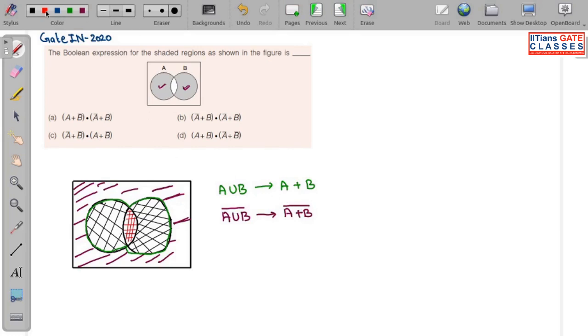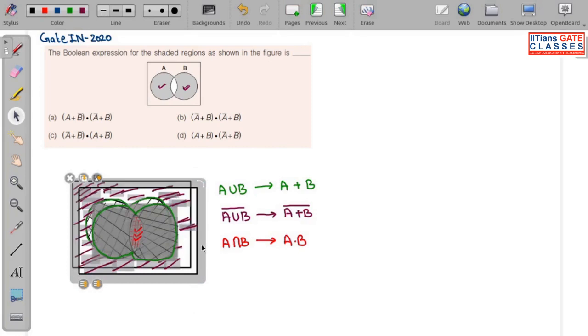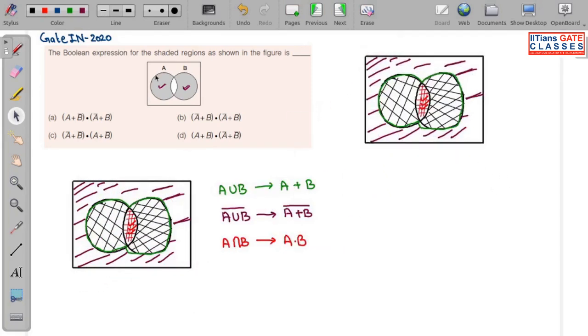Now tell me, if I want to write this red region, what should I write? That is A intersection B, or I can write A and B. This is very simple. Wait, let me just copy this diagram once more so that it doesn't get messy.